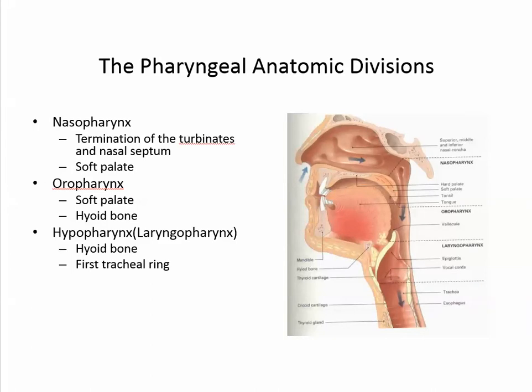The nasopharynx primarily has a respiratory function and lies posterior to the termination of the turbinates and nasal septum and extends to the soft palate. The oropharynx has primarily a digestive function, starts below the soft palate and extends to the superior edge of the epiglottis, while the laryngopharynx lies between the 4th and the 6th cervical vertebrae and starts at the superior border of the epiglottis and extends to the inferior border of the cricoid cartilage.